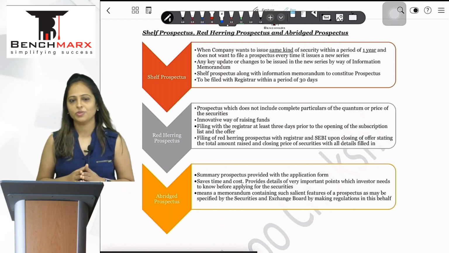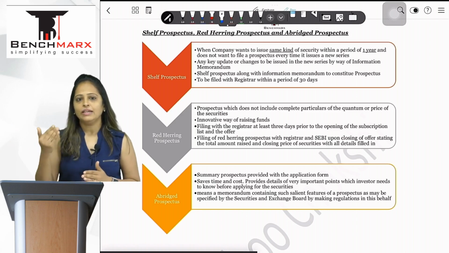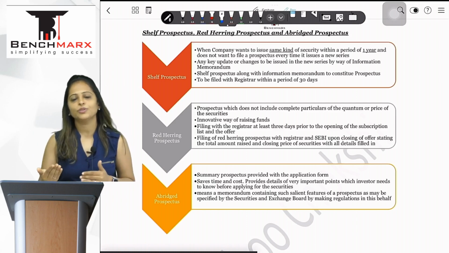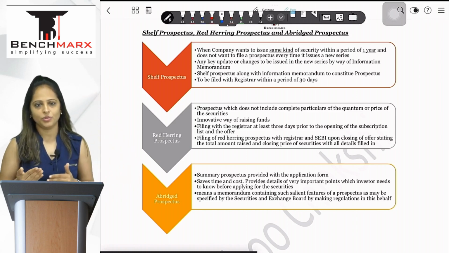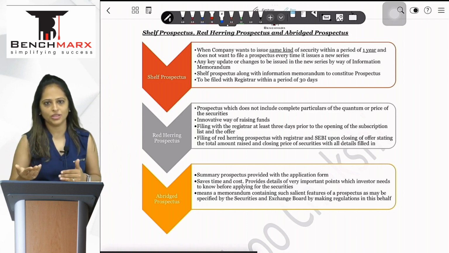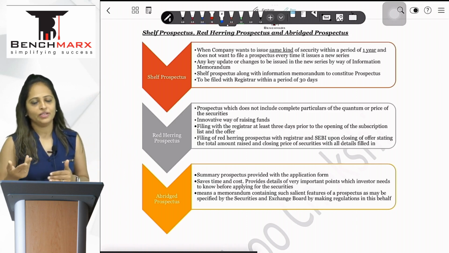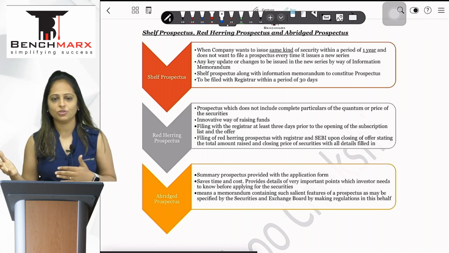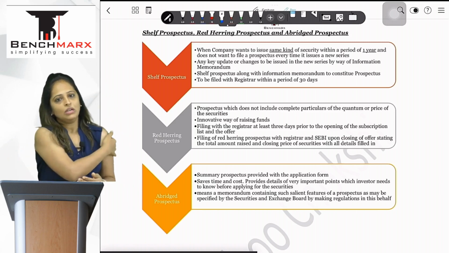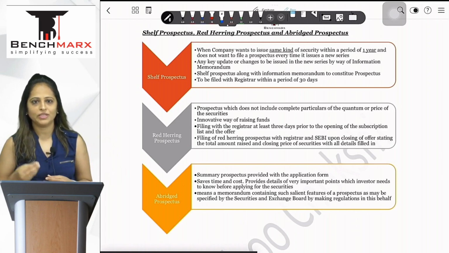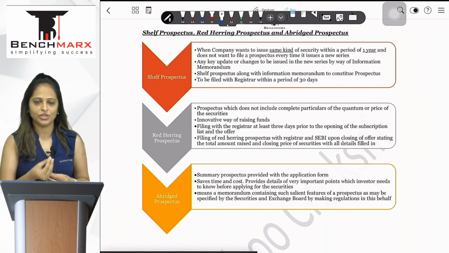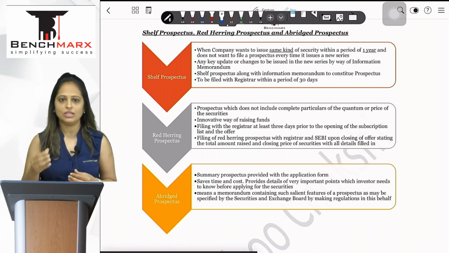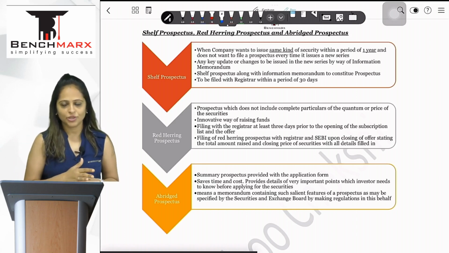Third is your abridged prospectus. What is an abridged prospectus? It is nothing but a summary, a short prospectus which is relevant for the investors to know what is there in the prospectus. Only that information is put in the abridged prospectus, so that when the investors are investing, they don't need to go through that long 400-500 page document, and they can just go through the summary of the prospectus, things that they need to know. What is the object of raising the fund, how much funds are we raising, where are we going to use it, all of those things. So that will form part of your abridged prospectus.